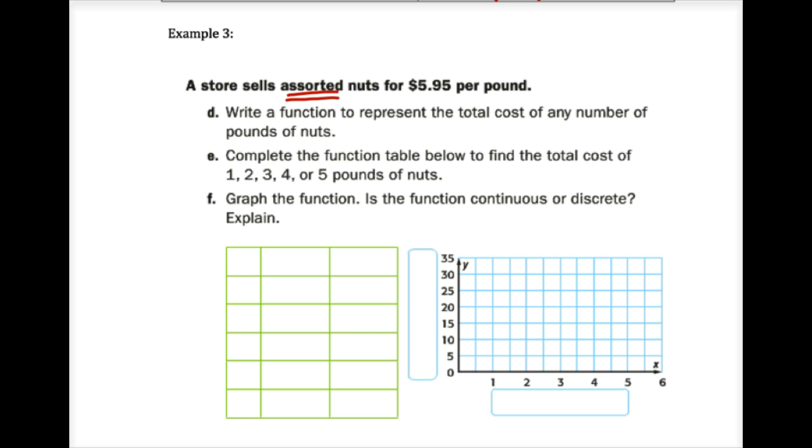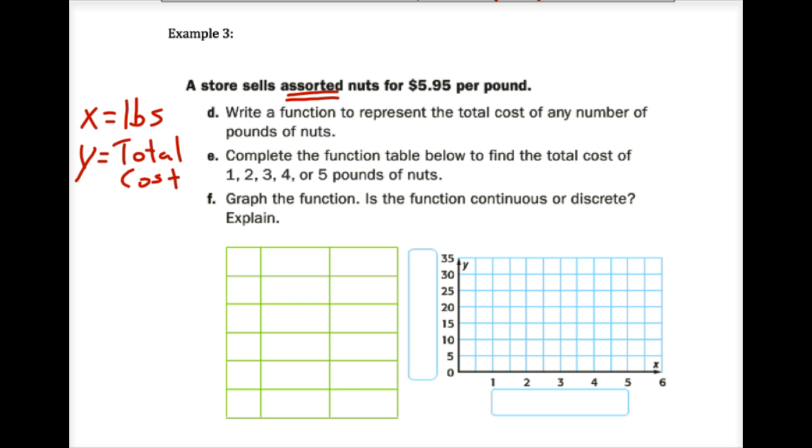Okay. Here we go. The input would be the X, and that'd be the number of pounds you want to buy. The Y would be your output, and that would be the total cost. See if you can use your X, Y, and your $5.95 to write a function rule for this situation.